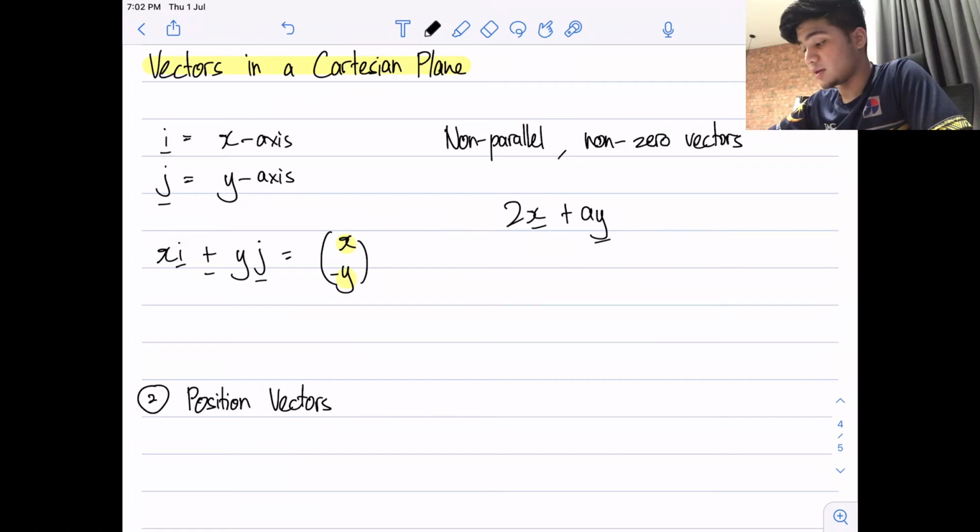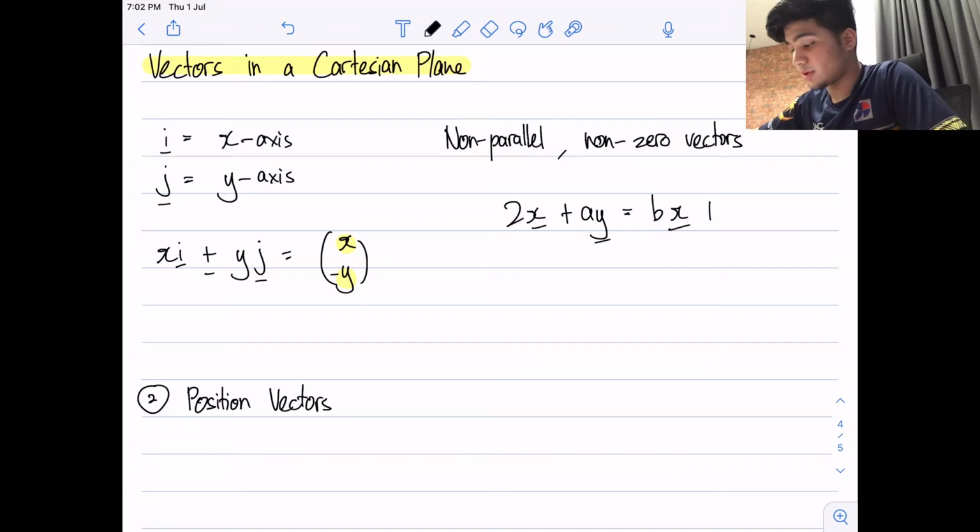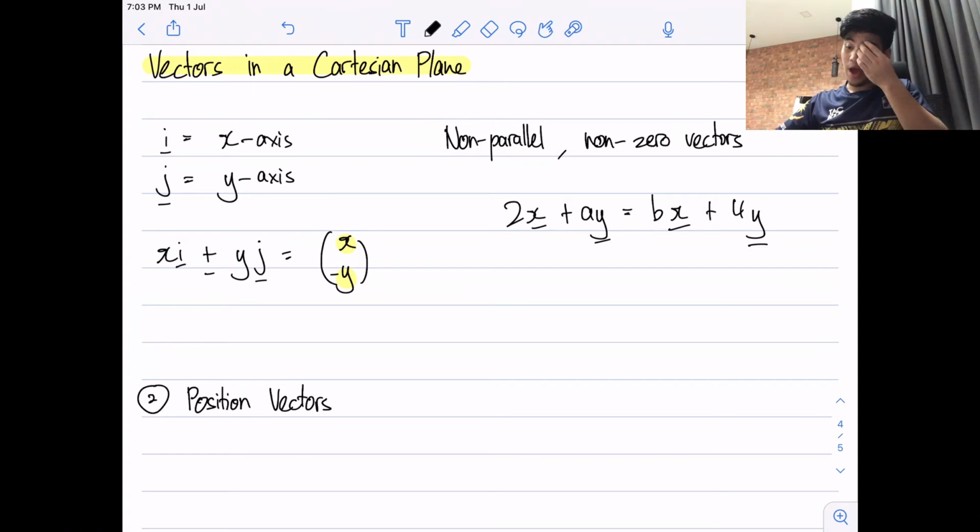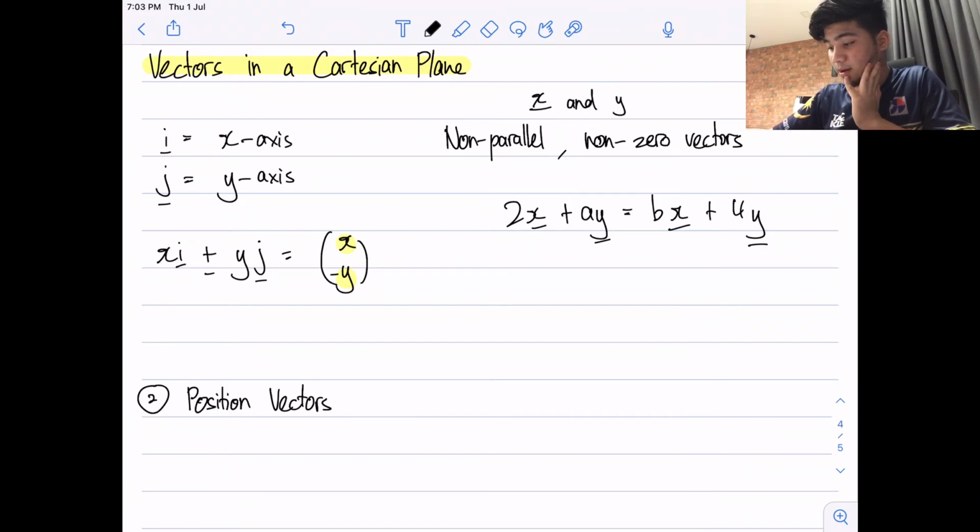This is not necessarily in vectors in a Cartesian plane, but it could come out. So it will not necessarily be in i or j, it could be in x and y like I'm doing right now. So let's say they give you 2x plus ay equals bx plus 4y, right? And then they tell you that vector x and vector y are non-parallel, alright, and non-zero vectors. That means that the coefficient of x and y equal 0.